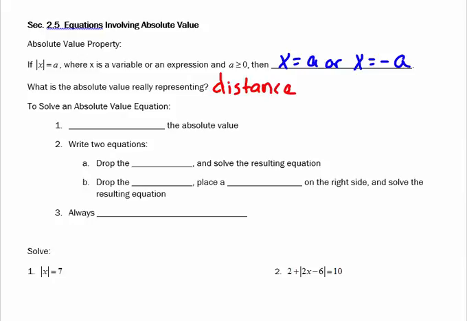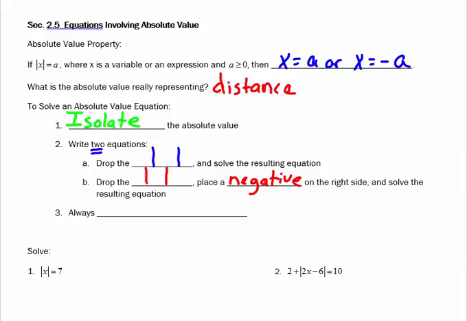Well, the first thing you want to do is isolate. Always isolate first. Get the absolute value by itself. At that point, you're going to need to write two equations. Why? Because you need two answers. So write two equations. First one is, you're going to drop the absolute value and just solve the resulting equation. The second equation is, you're going to drop the absolute value, but you're going to place a negative on the right-hand side. So those are the two equations, and therefore you'll get two answers.